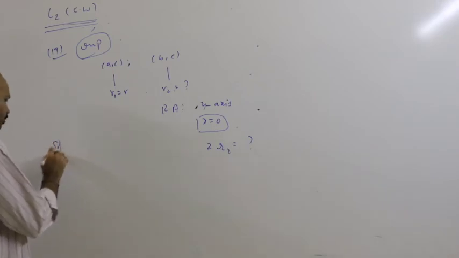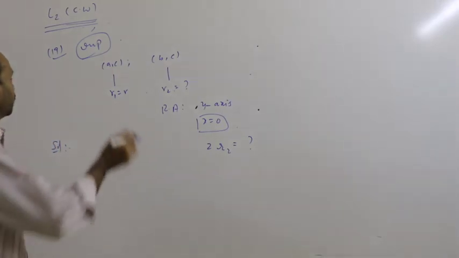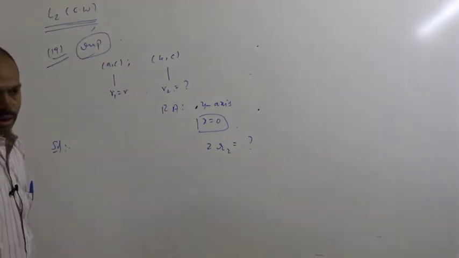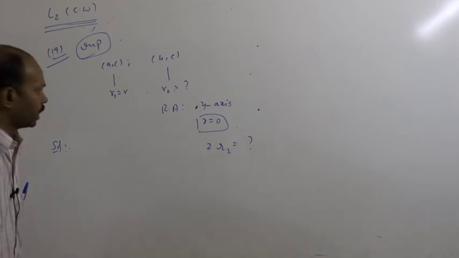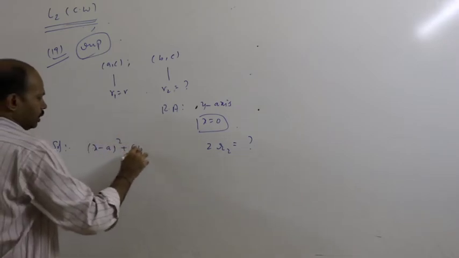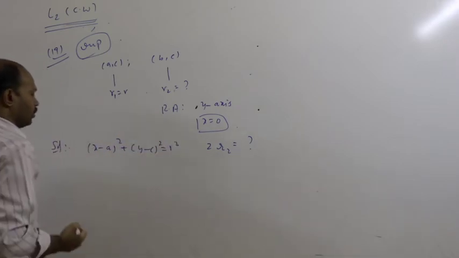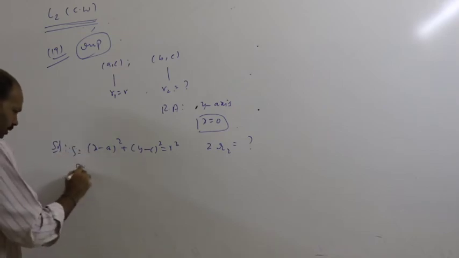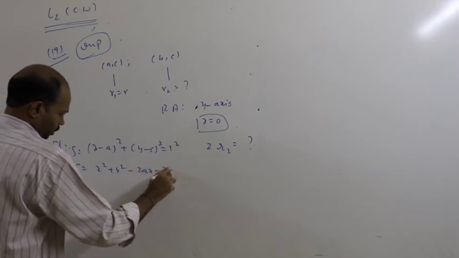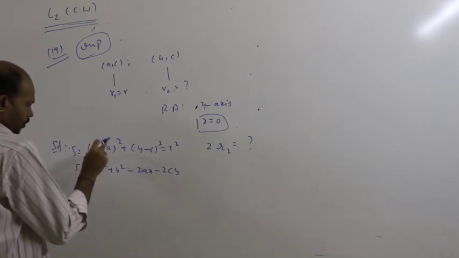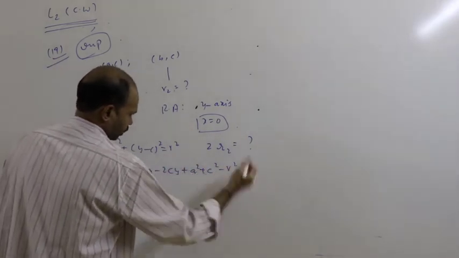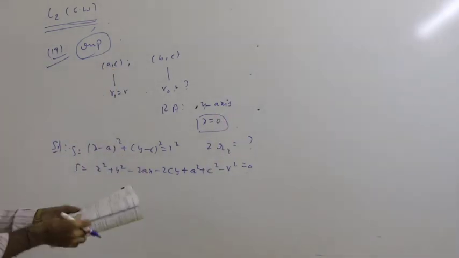Now write down the equation of the circle. If you have any doubt about the data, read your question number 19 of level 2 before doing the solution. You have that already in your material, in your system as PDF format. The equation of the circle is (x minus a) whole square plus (y minus c) whole square equals r square. That is x square plus y square minus 2ax minus 2cy plus a square plus c square minus r square. This is the first equation, S.